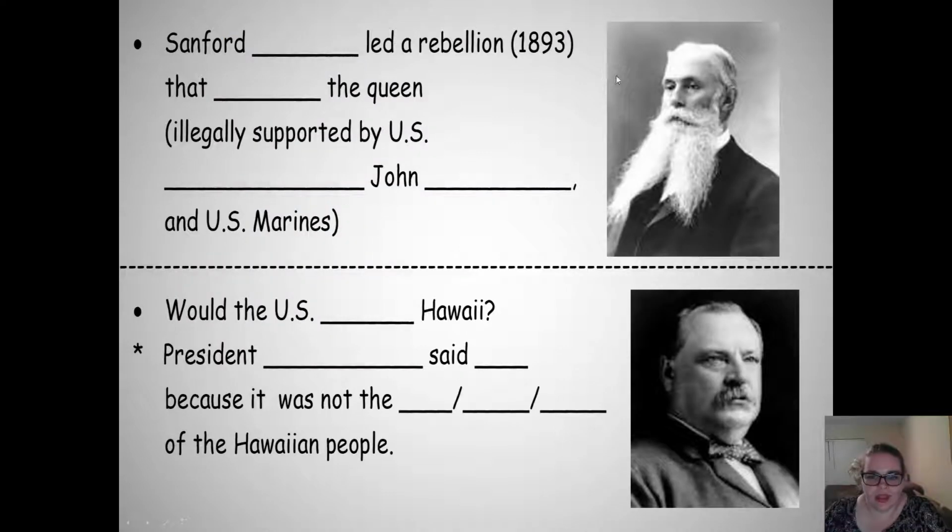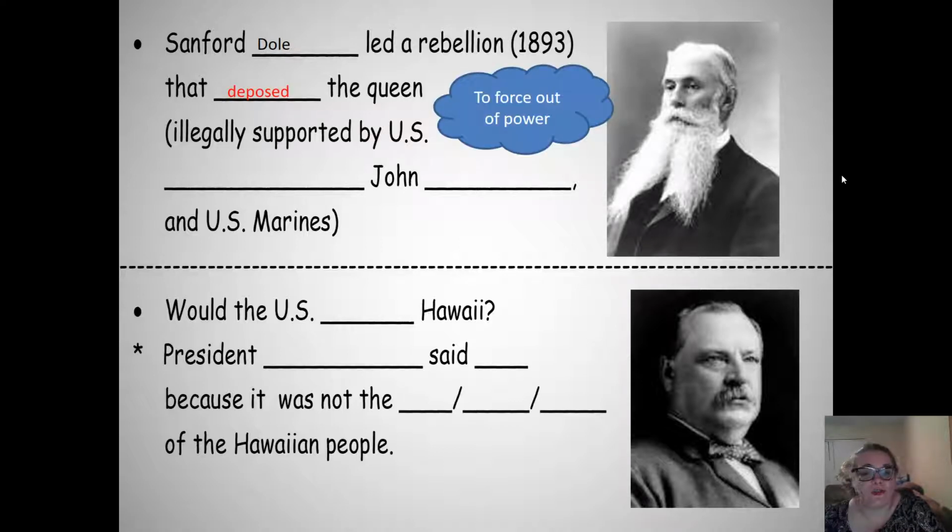Sanford Dole, this guy with the lovely bisected beard, okay? Sanford Dole, he's the guy who leads the rebellion in 1893 that deposed the queen, okay? Deposed means to force someone out of power. Now, this is illegally supported by the U.S. Ambassador John Stevens and the U.S. Marines.